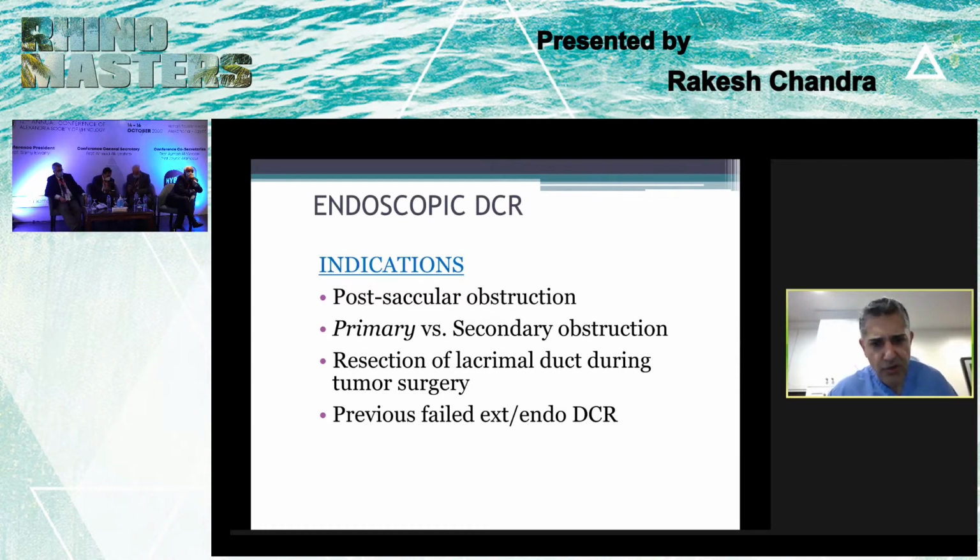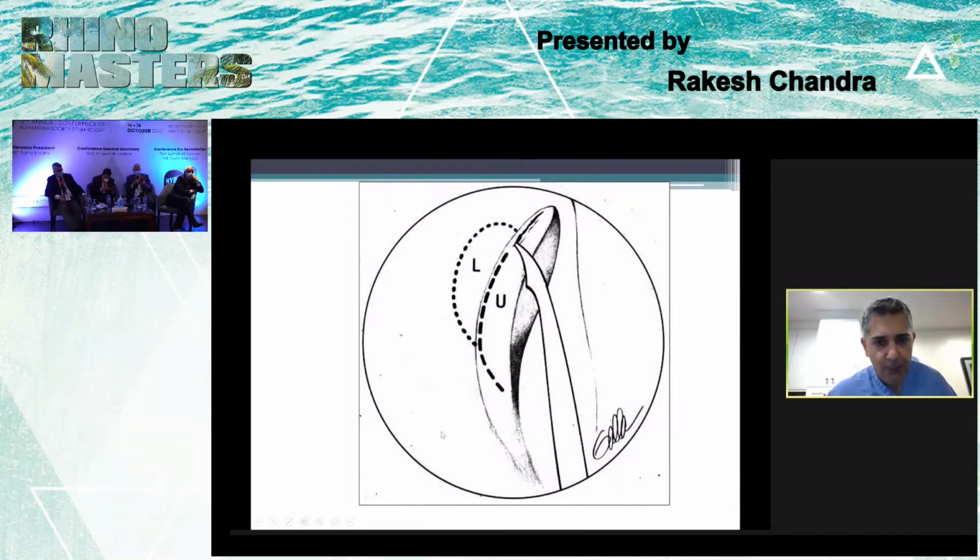Sometimes also patients have had resection of the lacrimal duct during tumor surgery, even inverting papilloma. And then we can also do this endoscopically. It's important to note not just for primary cases, but also for failed previous cases, including previous ones that were done externally. So the procedure begins with this incision here along the maxillary line, also creating a flap here over where the sac sits.